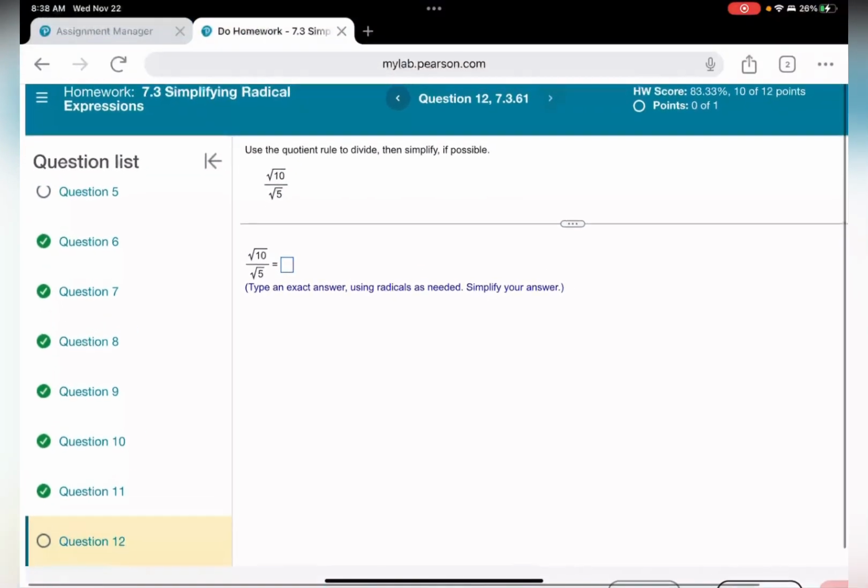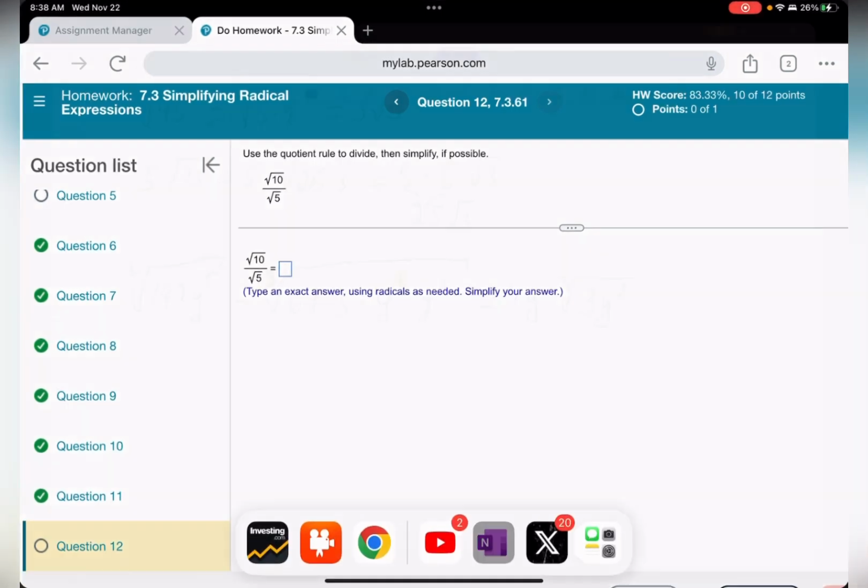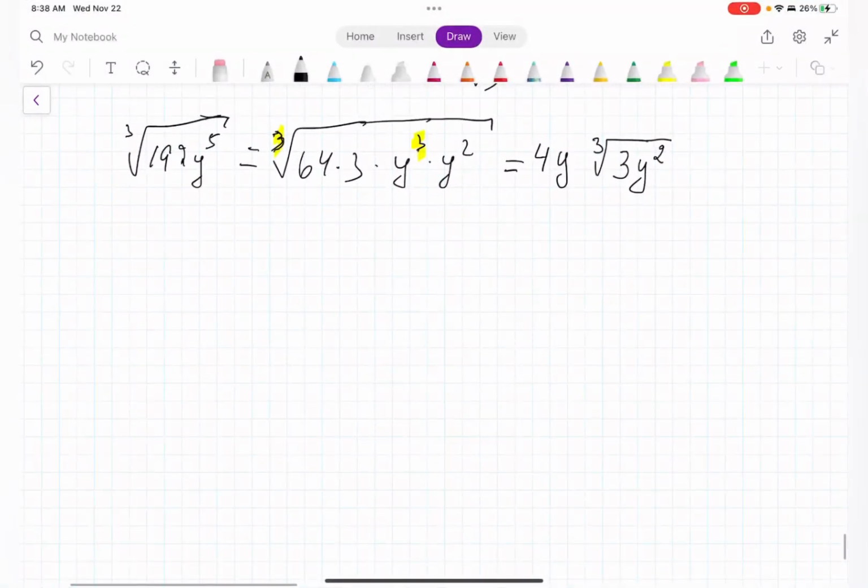Last question. Okay, question number 12. Square root 10 over square root 5.